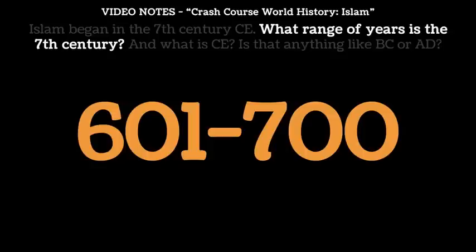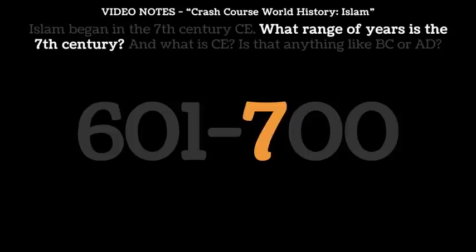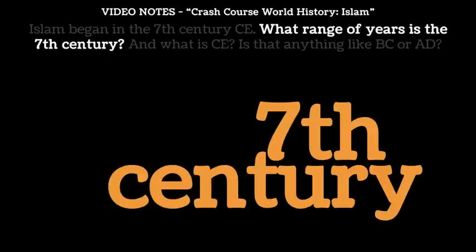Now, how do we know that this is the range? How do we know that it starts and ends with 601 and 700? Well, this is the way that we number centuries. We always take that first year, we get rid of that, and we take off the last two zeros of the last year. And so we're left with just the number that's in the hundreds place, and that's how we come up with the 7th century.